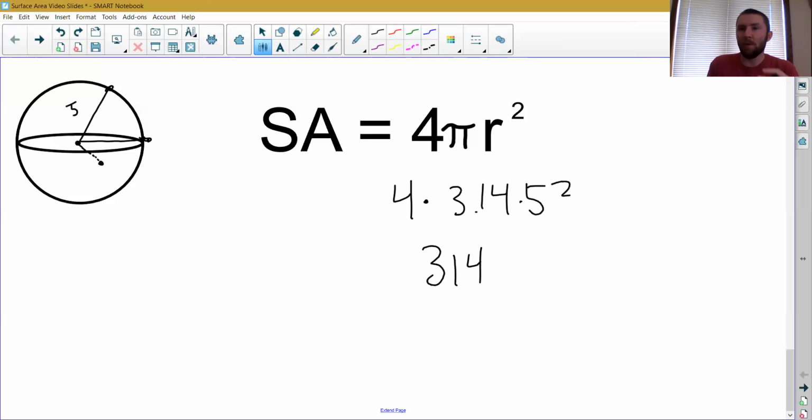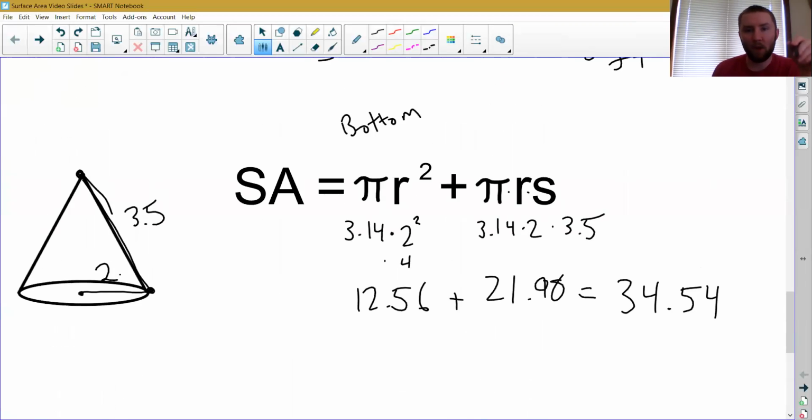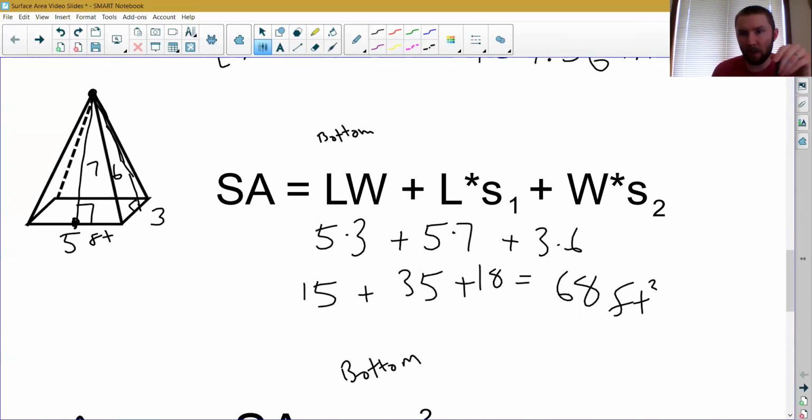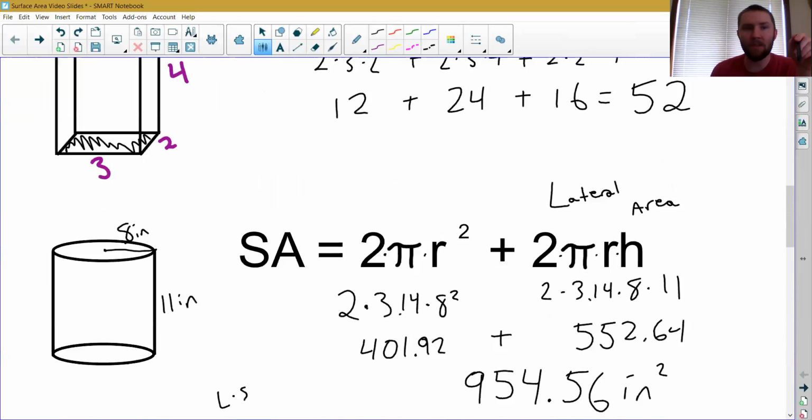So the sphere's formula is pretty easy. The thought process behind it, or where it comes from, is a lot more difficult. So we're just going to approximate it, as I said, as 4 circles, and this is our formula based on the radius. We now have formulas for the surface area of spheres, of cones, of rectangular pyramids, of cylinders, and of rectangular prisms.